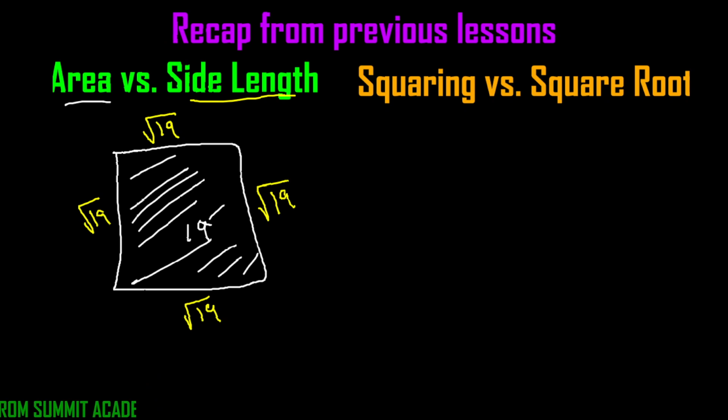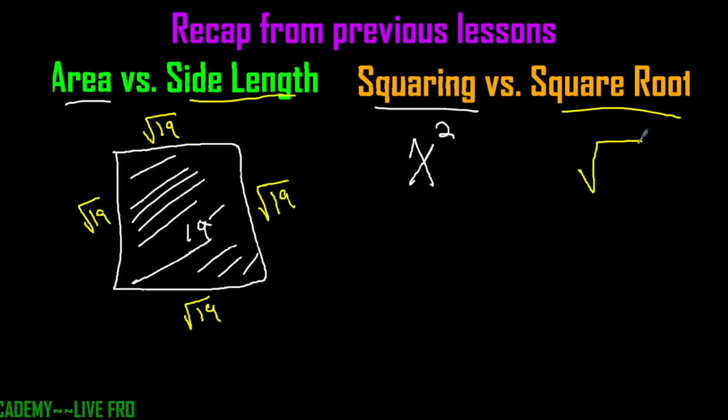Separately, when we are squaring a number, that's going to be like x squared. This is going to be different than when we are taking the square root of a number, so if we had the square root of x. Make sure you've seen the differences between those ideas as we move through this lesson.